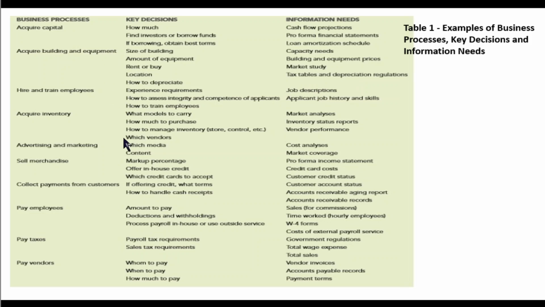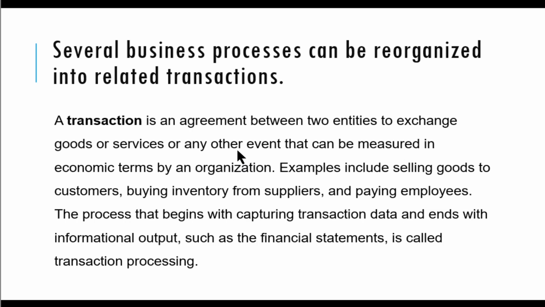Okay, so you can read the other items there and the examples of key decisions and information needs. So several business processes can be reorganized into a related transaction. And what is a transaction? That is an agreement between two entities to exchange goods or services, or any other event that can be measured in economic terms by an organization. Examples include selling goods to customers, buying inventory from suppliers, and paying employees. The process begins with capturing transaction data and ends with informational output such as financial statements, and is called transaction processing.